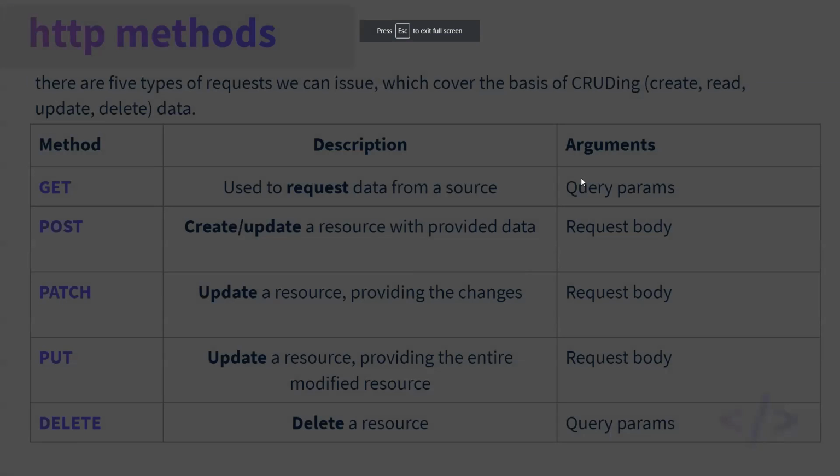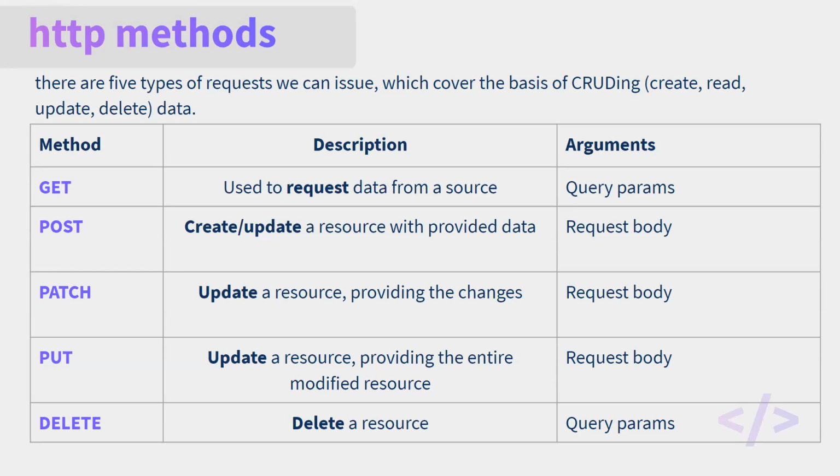So there are 5 types of requests we can issue, which cover the basis of CRUDing, or creating, reading, updating, and deleting data. GET is used to request data from a source, and you can provide extra arguments in the query params. POST creates or updates a resource with provided data, and the information is provided in the request body. PATCH updates a resource, providing the changes in the request body. PUT updates a resource, providing the entire modified resource, which is stored in the request body. And DELETE deletes a resource, with query params.